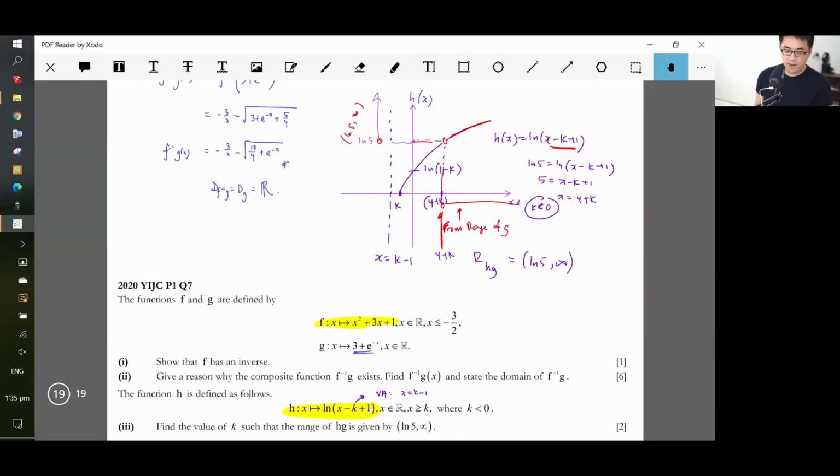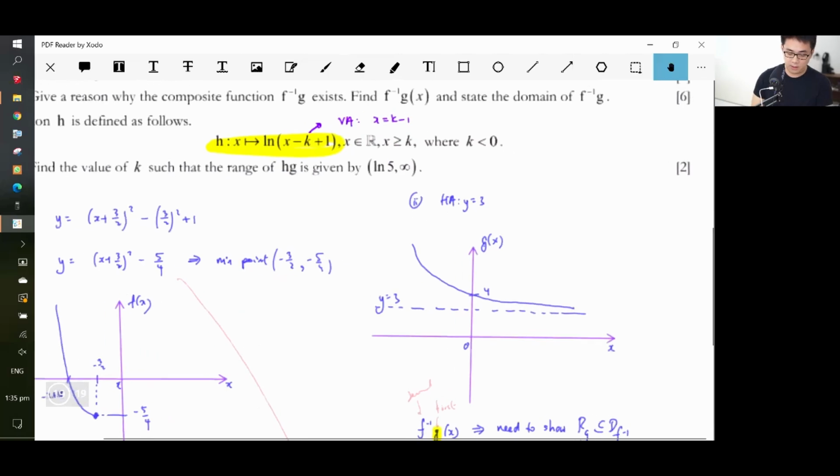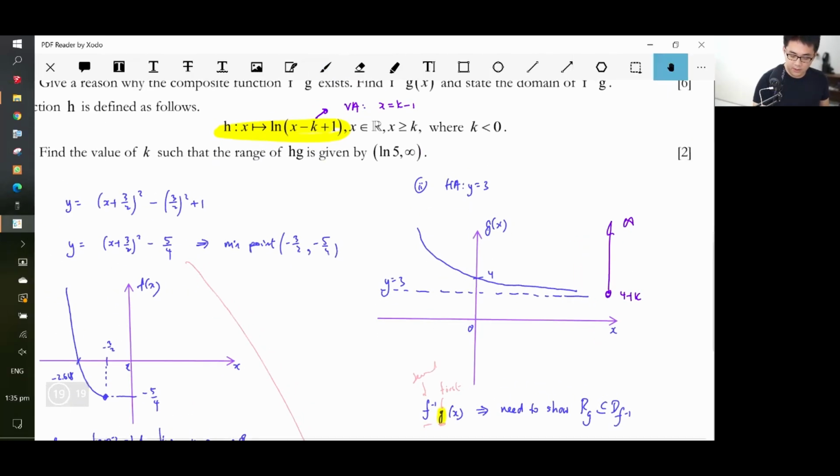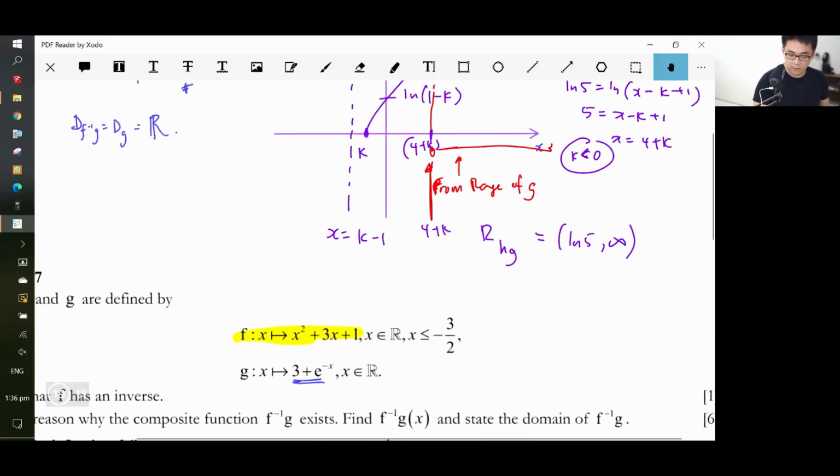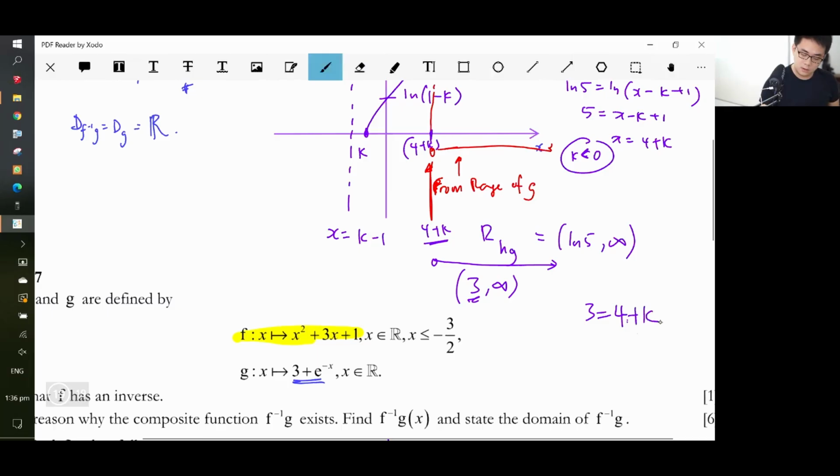Then you go back to your g graph, which is here. So this one will be 4 plus k to infinity. Because whatever happens, you're actually feeding 3 to infinity inside the second graph. Or actually, you can just put here 3 to infinity. Then you can just compare this 4 plus k and 3 together. So 3 equals 4 plus k. K is equal to -1.